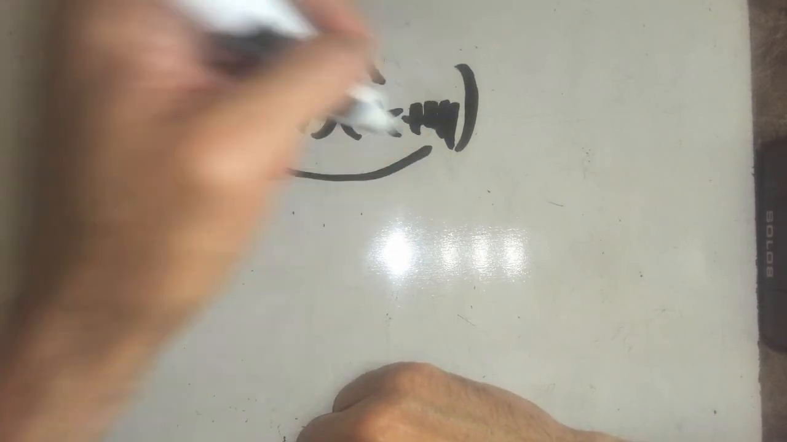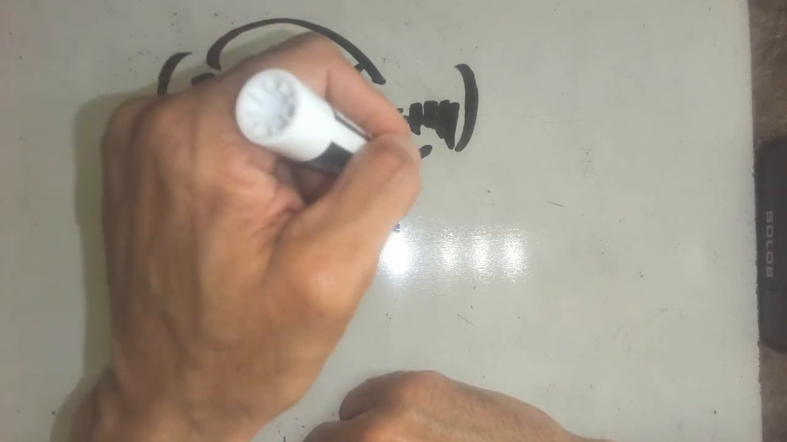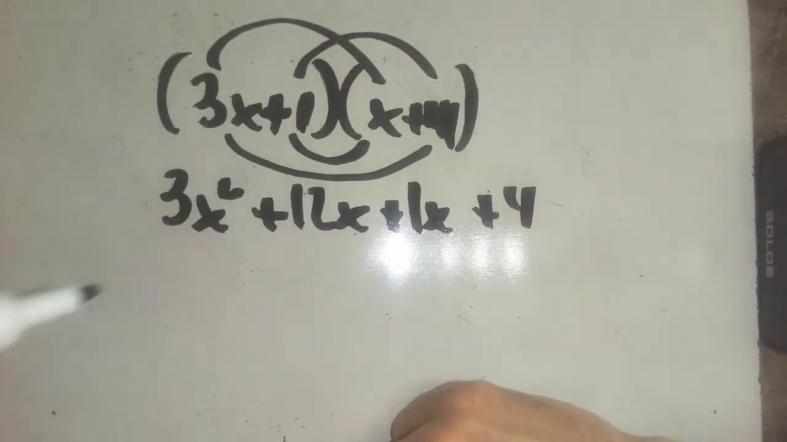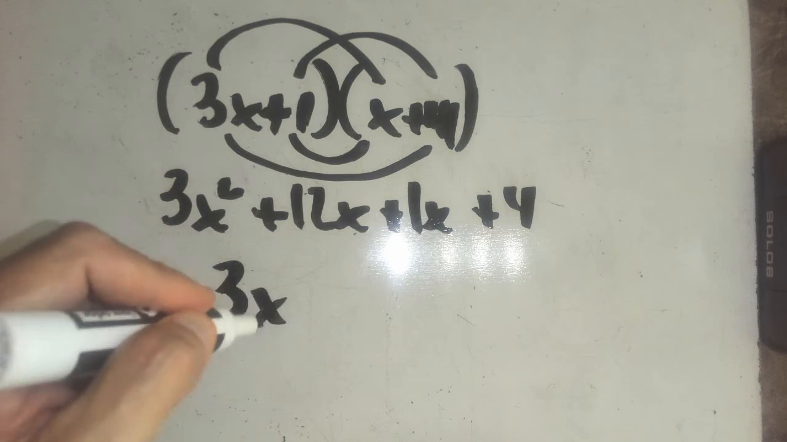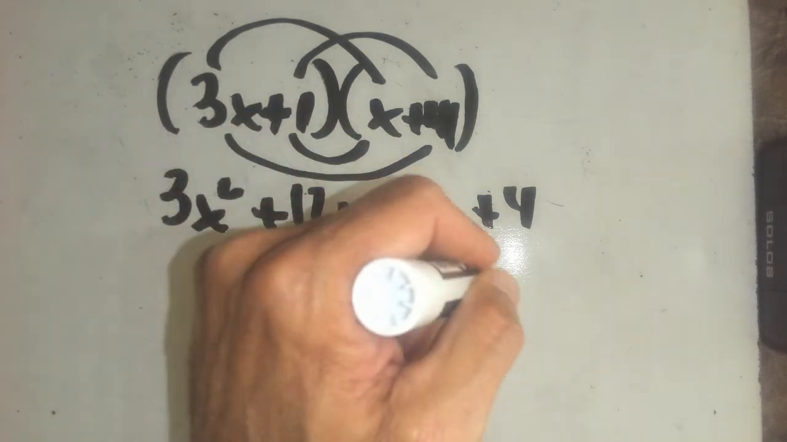Outer, we're going to take 3x times 4, which is 12x. 1 times x is 1x. You don't need the 1, I'll just do it. And then 1 times 4 is 4. And now we're going to combine our terms. So we're going to get 3x squared, combine the middle, plus 13x plus 4.